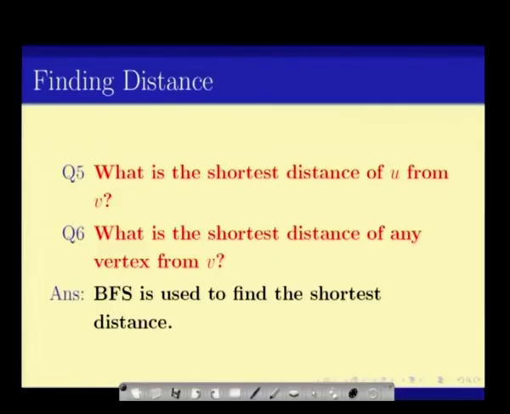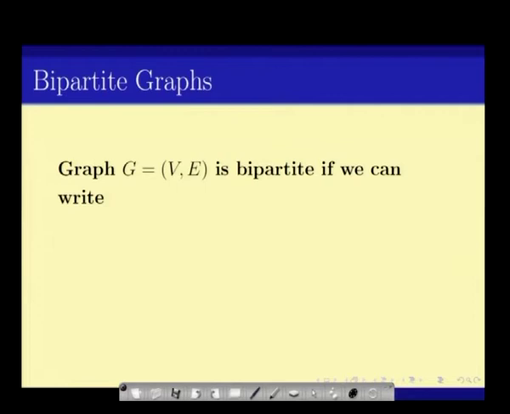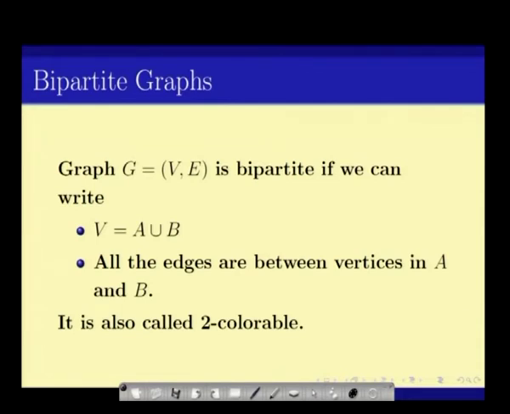We will be looking at the shortest distance much more seriously in a more general setting in the next lecture. One very important concept in this field of graphs is known as bipartiteness. A graph G is called bipartite if we can write V as a union of two disjoint sets A union B, such that all the edges are between the vertices of A and vertices of B. Or in other words, there exists no edge between two vertices in A or two vertices in B. If this is the case, we call it two colorable.